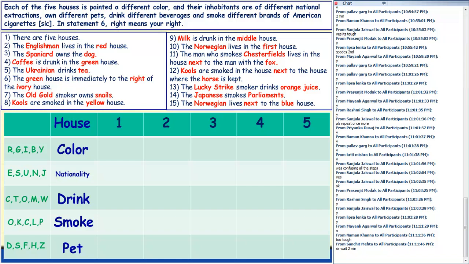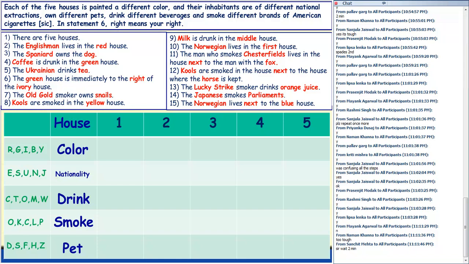So that this table gets completed. For example, if you start reading the statements, the Englishman lives in the red house. Again, I cannot fix the position. Second, the Spaniard owns the dog. Again, I cannot fix the position. Fourth statement, coffee is drunk in the greenhouse. I cannot fix it in the table. Sixth says the greenhouse is to the immediate right of the ivory. Again, I cannot fix it. Seventh, old gold snail, no. Kools, yellow, no.